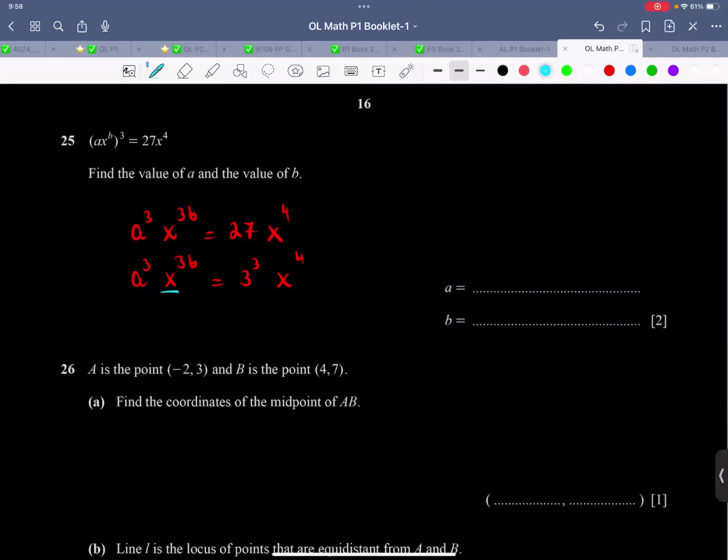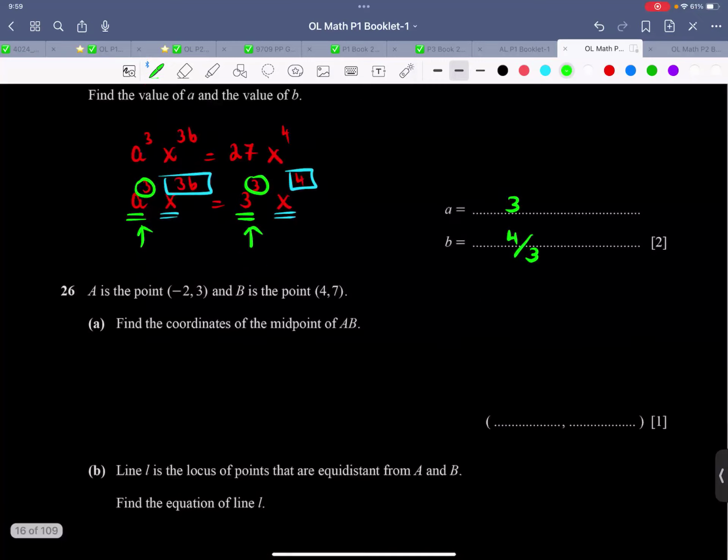Compare the x with the x. So these two powers should be the same. And compare the a with the a. Powers are the same, so the bases should be equal. So a comes out to be 3. And 3b is equal to 4. B is 4 over 3. So that's the answer for this particular part. Basic indices with algebra.